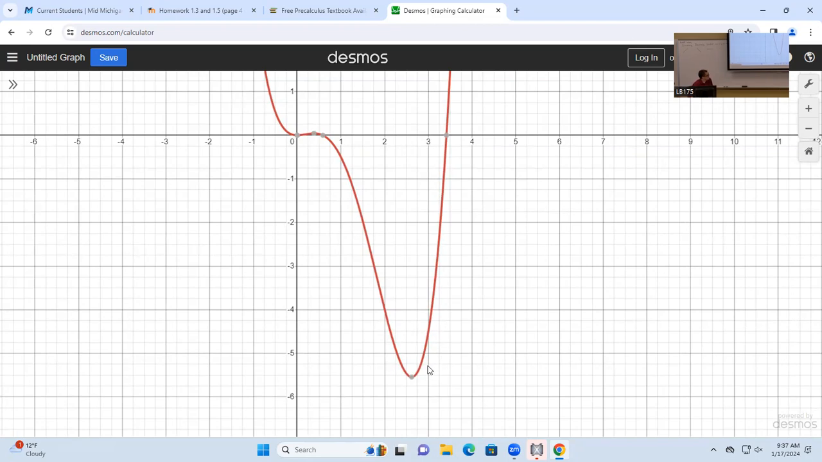Now, I want you to look at this point right here. It's roughly 2.618 and then negative 5.54. That point, if I focus in on it enough, it's fairly obvious that if I'm moving along my graph from left to right, and I get to that point, I've been decreasing. And then I start moving to the right, and I change from decreasing to increasing at that point.